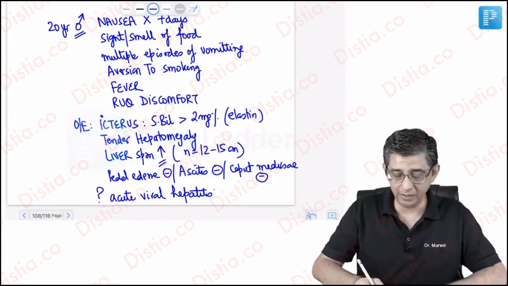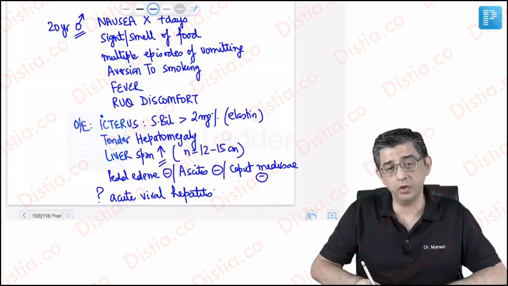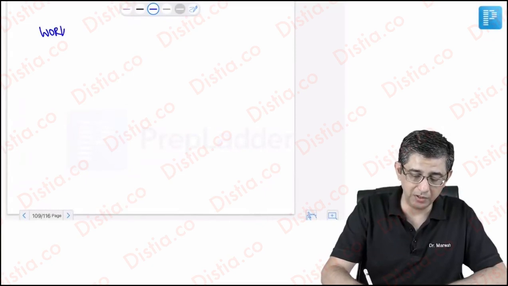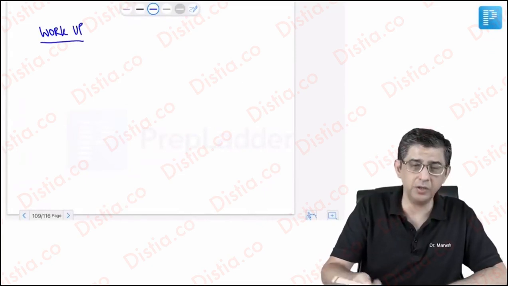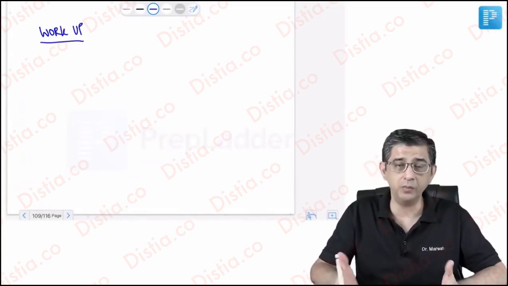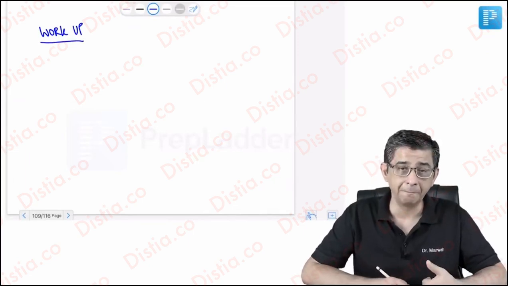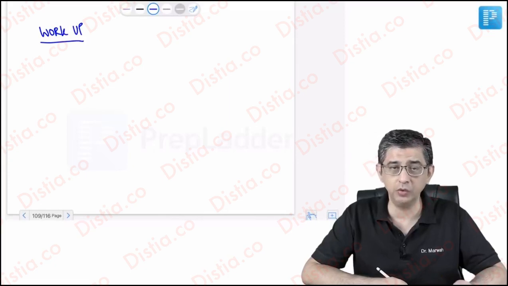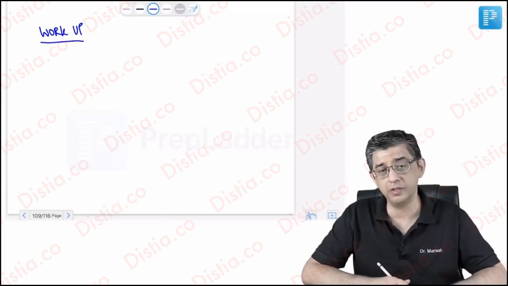But at the moment, considering the history, I have just written on the case file acute viral hepatitis, and now I will be doing a workup of this patient, considering the fact that it could be hepatitis A or hepatitis E also, primarily because especially in India, fecal contamination incidence would be higher. So acute viral hepatitis A or E could also be present.